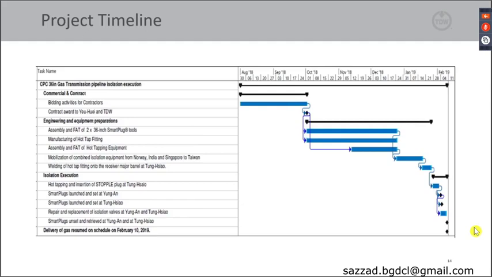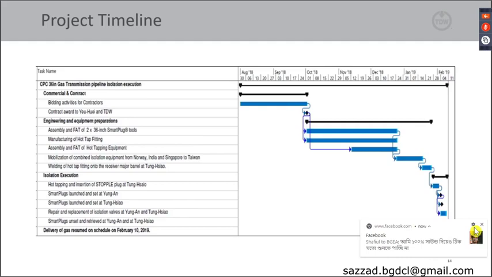TDW assembled a 236-inch Smart Plug isolation tool and completed factory acceptance testing (FAT) at its Stavanger, Norway Global Solution Center. TDW also manufactured hot tap fitting at its manufacturing center in India, and assembled hot tap and stopple equipment at its regional solution center in Singapore. The complete set of combined isolation equipment was shipped from Norway, India, and Singapore to Taiwan.